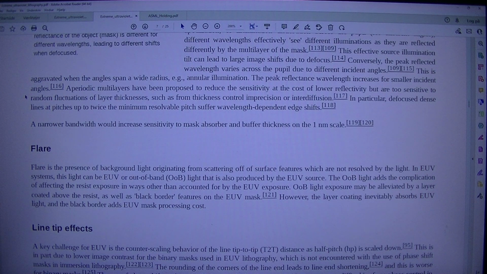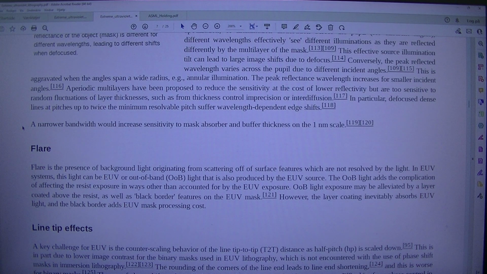117. In particular, defocused dense lines at pitches up to twice the minimum resolvable pitch suffer wavelength-dependent edge shifts. 118. A narrower bandwidth would increase sensitivity to mask absorber and buffer thickness on the 1 nm scale.